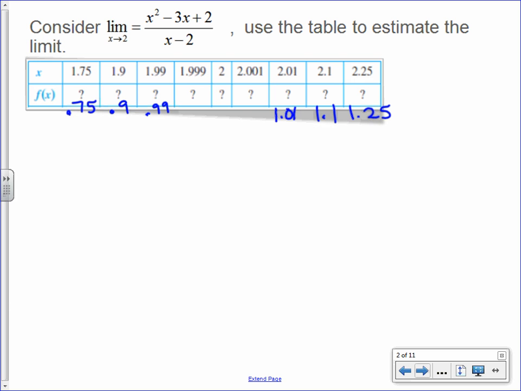Is that correct? Yeah, that's right. It just goes with the pattern. 1.999, 0.999. Pod 3, 2.001, 1.0.